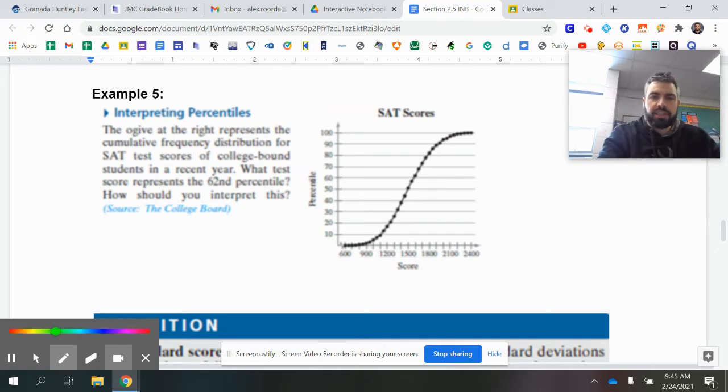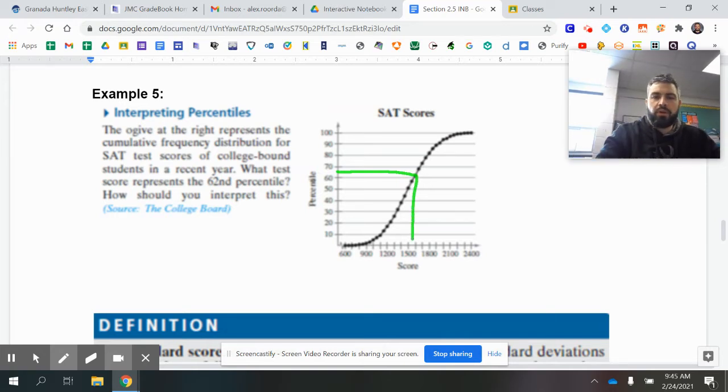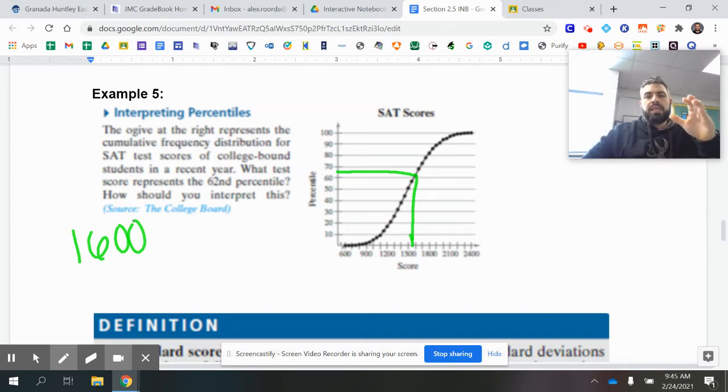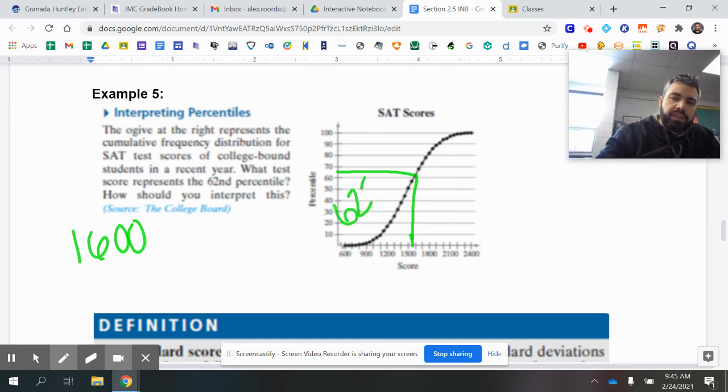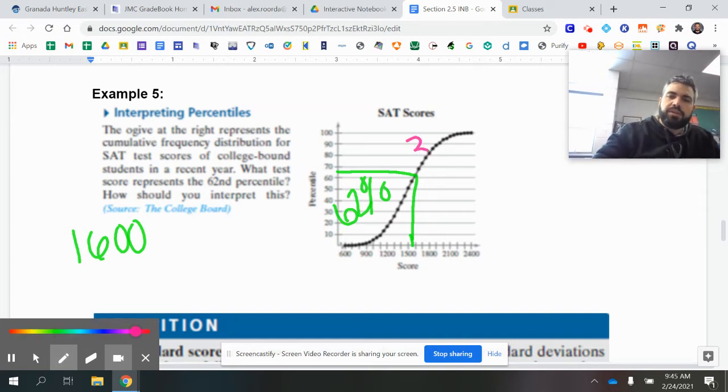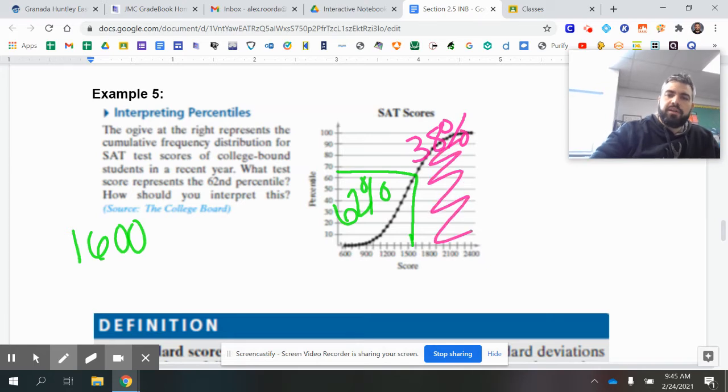So what we're going to do is find where 62 is on the vertical axis, and we go over and down, and it looks like it hits about 1600. What that means is anyone who scores 1600 is in the 62nd percentile, which means 62% of people would score less than 1600, or we could think of it the other way, 38% would score greater than 1600. So 62% of people score in this area, whereas the other 38% score in this area, which would be much higher scores.